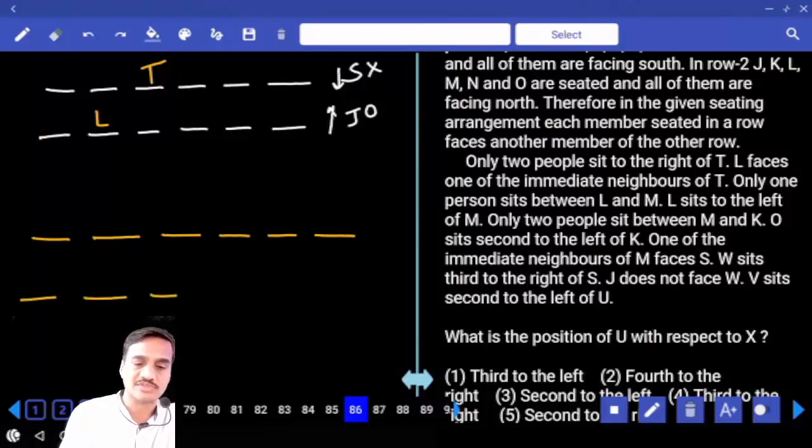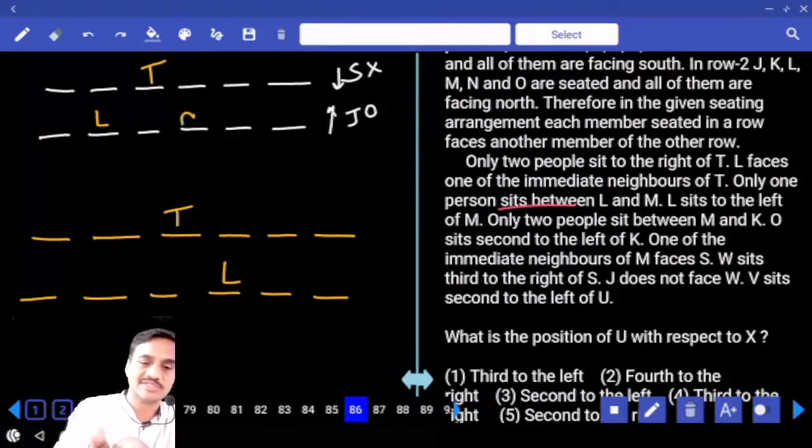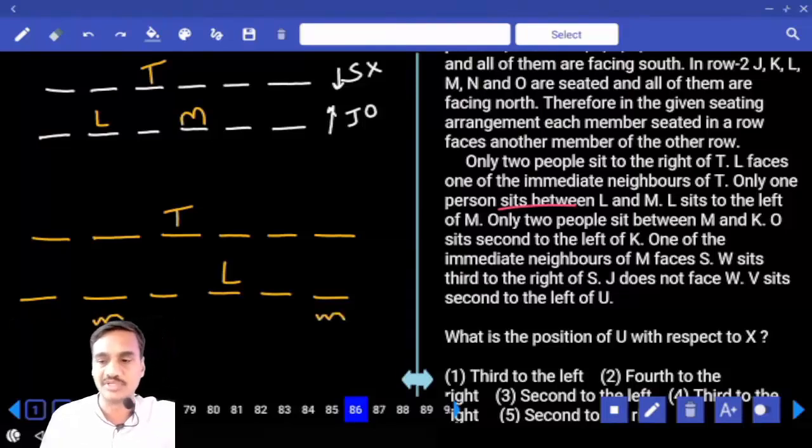Here again 1, 2, 3, 4, 5, 6. Now T is here. L is at this place. L faces one of the immediate neighbors of T. And next one, only one person between L and M. In between L and M, there is exactly one person. Now in this case, M can be here or M can be here, 2 possibilities.